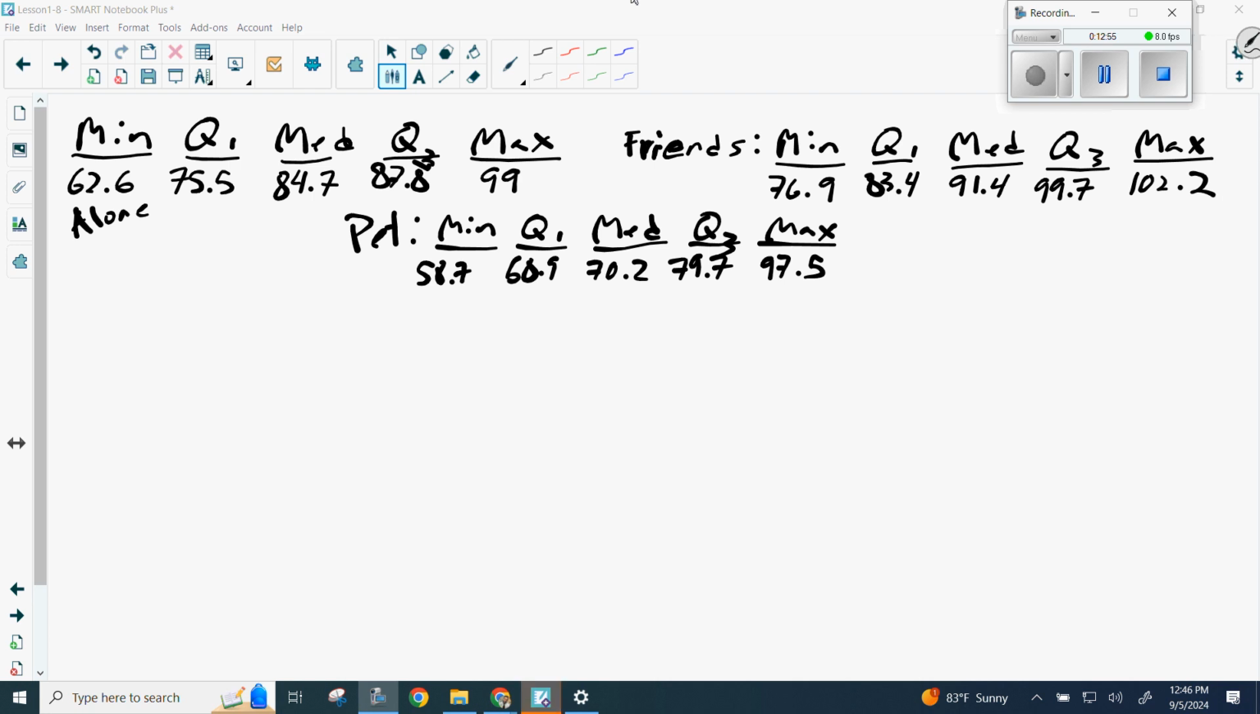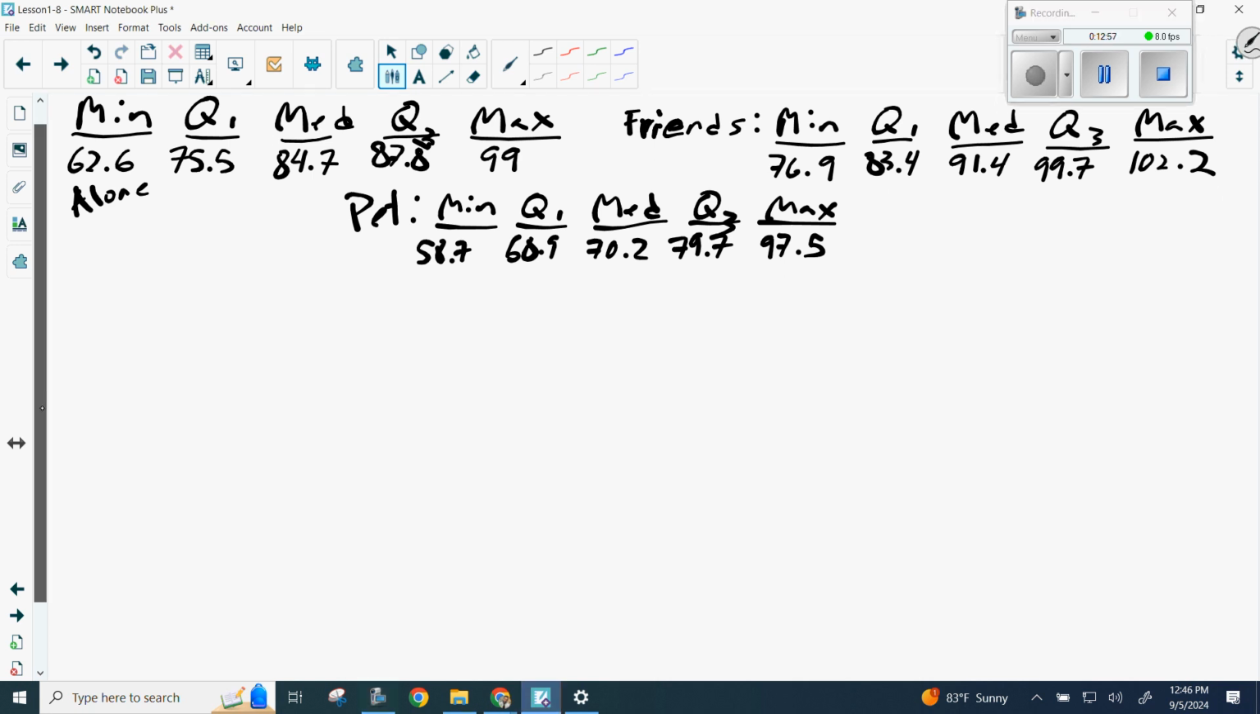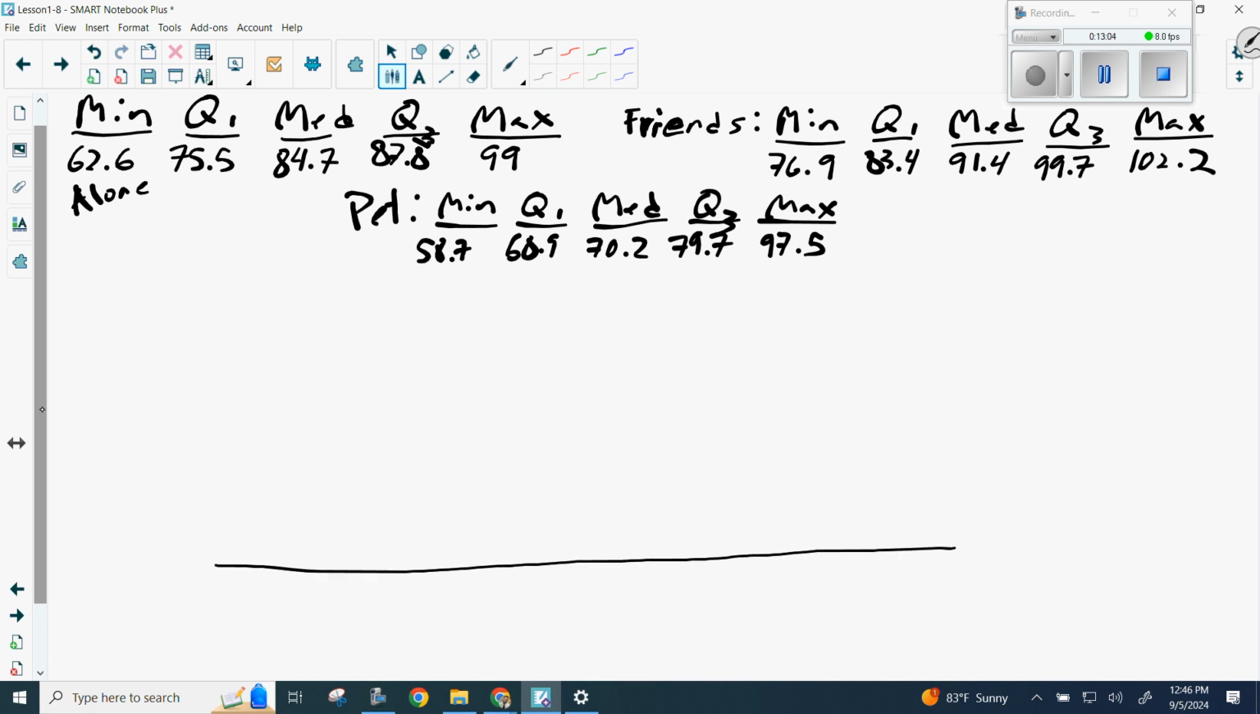So when we're making a box plot, the first thing that we got to do is draw an axis. So here's our axis, and then we got to scale that thing. Our lowest value that we have is for pets right here. So I'm going to start at 58.